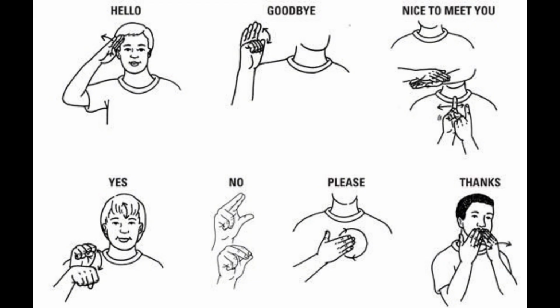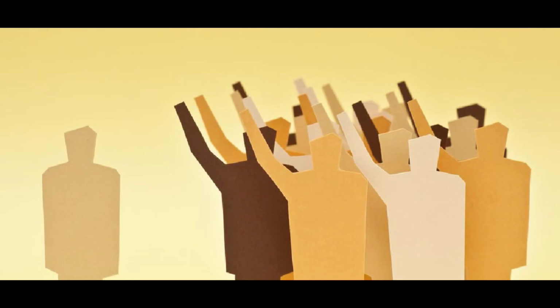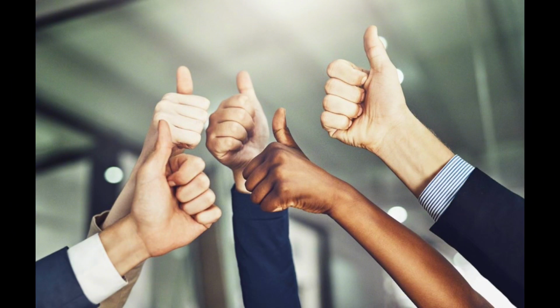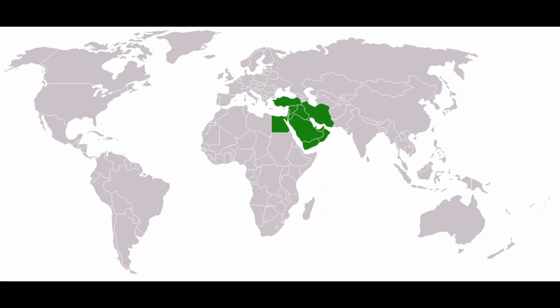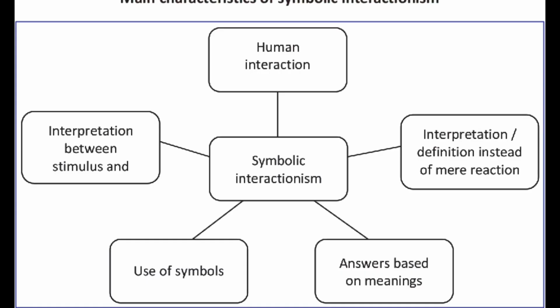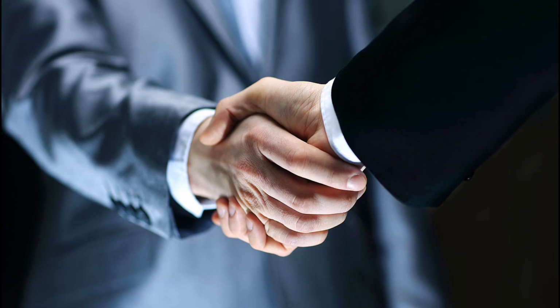So meanings don't exist inherently in symbols. They are created and agreed upon through social interactions. The same symbol can have different meanings in different cultures or in different situations. A few examples that I found of symbolic interactions were handshakes, something as simple as a symbol of greeting and agreement, or a handshake can also signal the completion of a business deal.